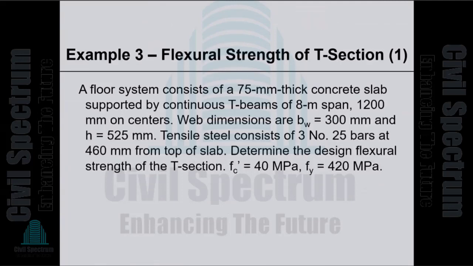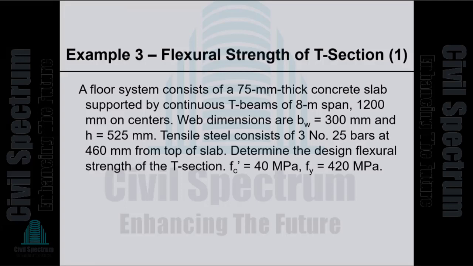Okay. So the best is to go to some numbers. So, flexural strength of a T-section. A floor system consists of a 75 millimeter thick concrete slab supported by continuous T-beams of 8 meter span. Okay, so the slab thickness is 75 millimeters and the T-beams have a span of 8 meters. The beams are 1,200 millimeters on center, okay? So the center-to-center distance between neighboring T-beams is 1,200 millimeters.